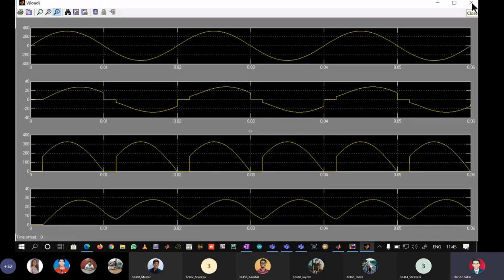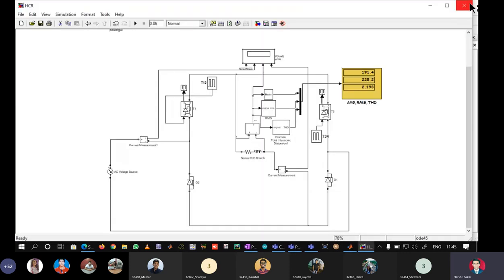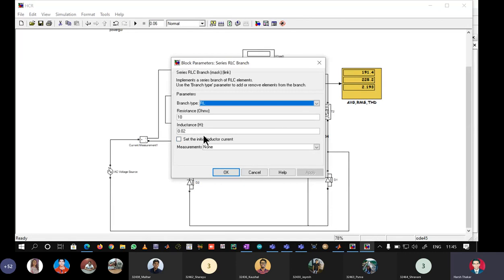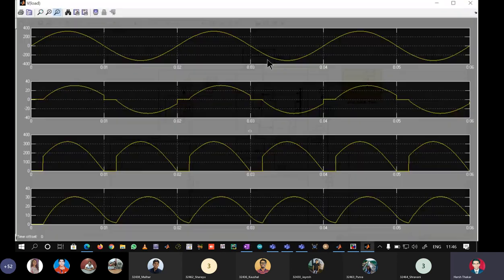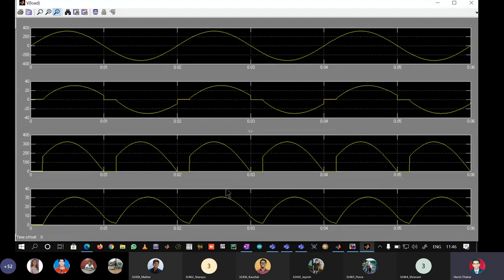Now let me see if I can reduce the inductance and see if the load current is peaking at values earlier than this. Okay, so close the simulation and double click the branch and change the inductance to half, that is 0.01 or 10 millihenries. Apply, okay, save, simulate. We are seeing here that the load current is now peaking nearer to pi by 2.